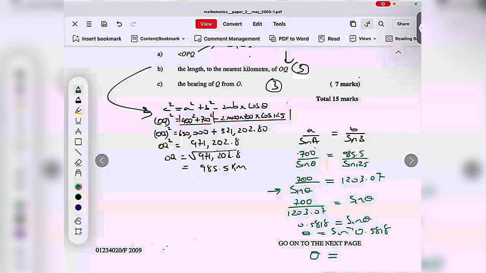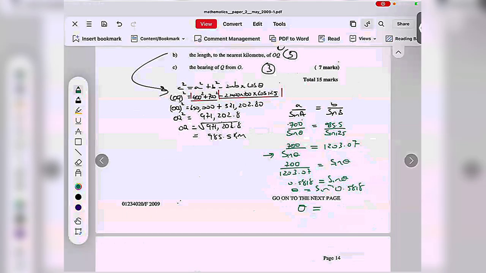Shift sine. Make sure your calculator is in degree mode. I'm not seeing the answer flying in. What happened? 35.58. So 36 degrees then.